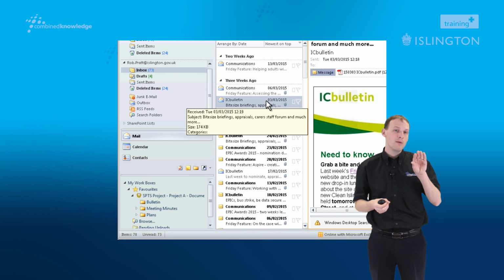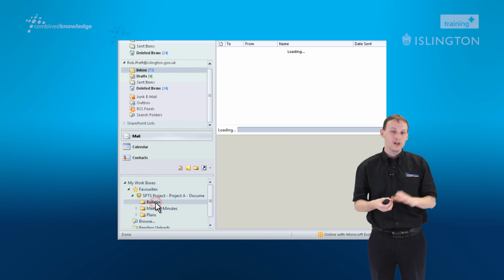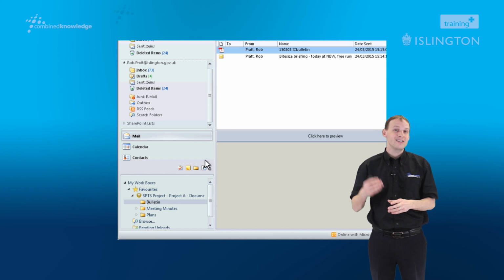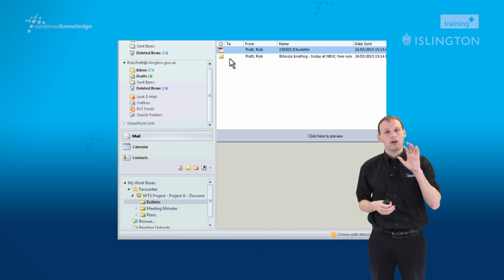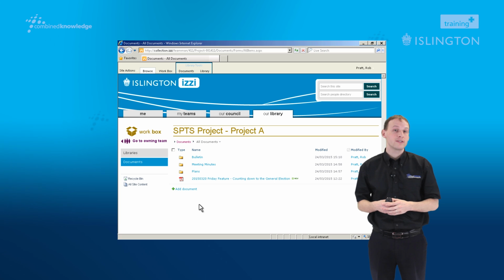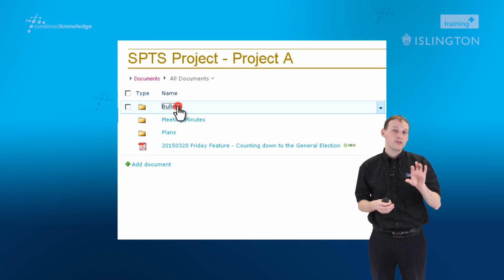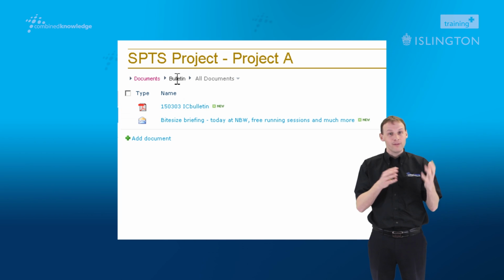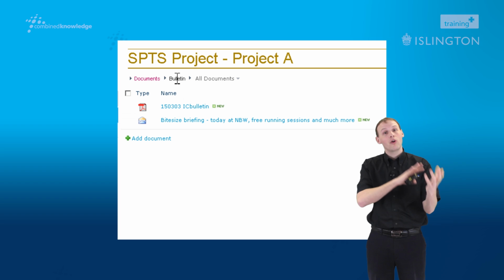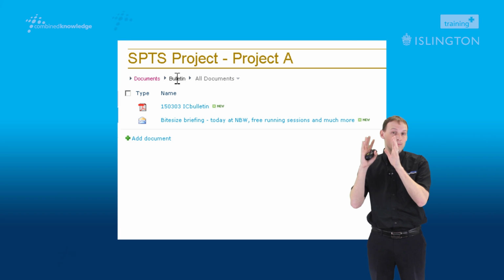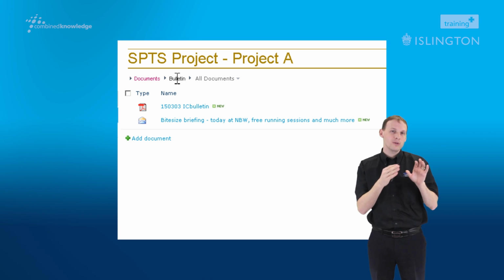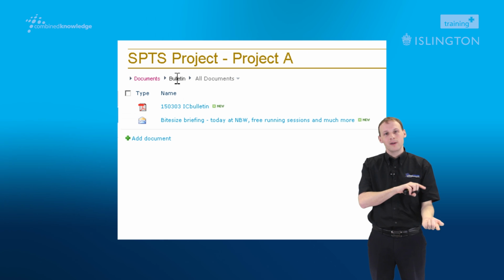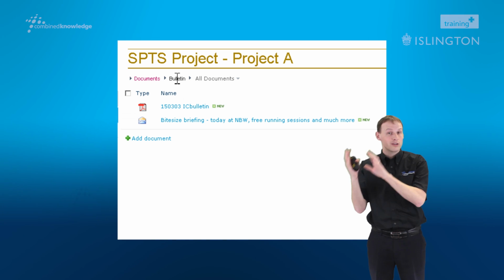Just to confirm, if I go and look in my Bulletins folder, which is part of my workbox, I can actually see those two files in there, one that I've copied and one that I've moved. If I go back over to the workbox within ISY and take a look, we can see that the processes we've performed, the copying and the moving over in Outlook, has actually been synchronized into ISY and into the workbox. So everything we did in Outlook automatically has been synchronizing into the workbox as well.